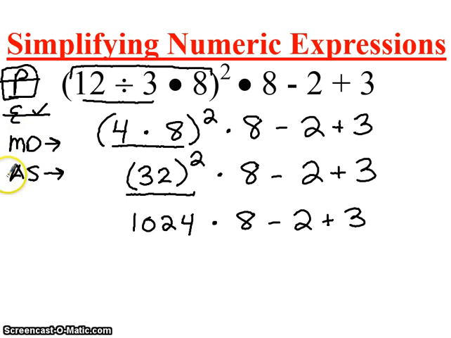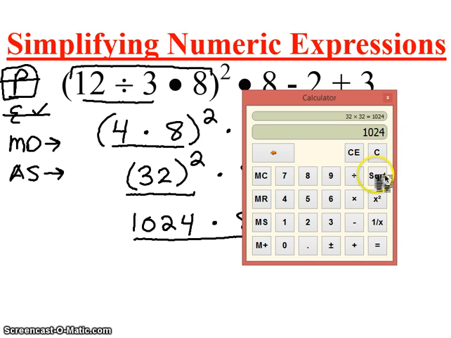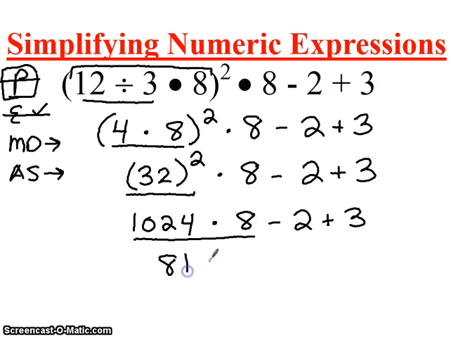So when we go to the next one, it says multiplication division from left to right. We only have one set of a multiplication, so that's what we're going to do first. 1,024 times 8, which is 8,192. So we have 8,192 minus 2 plus 3.